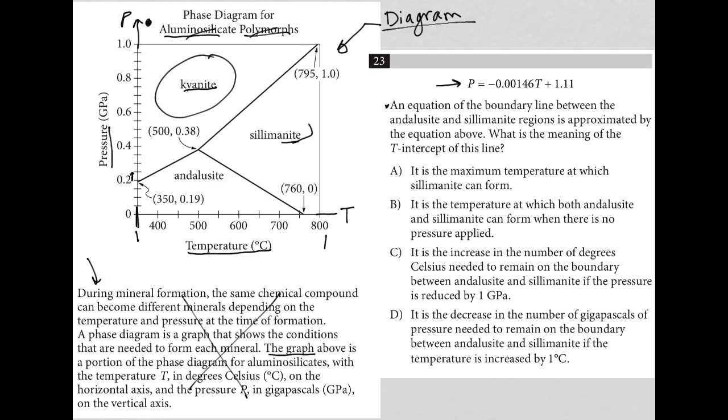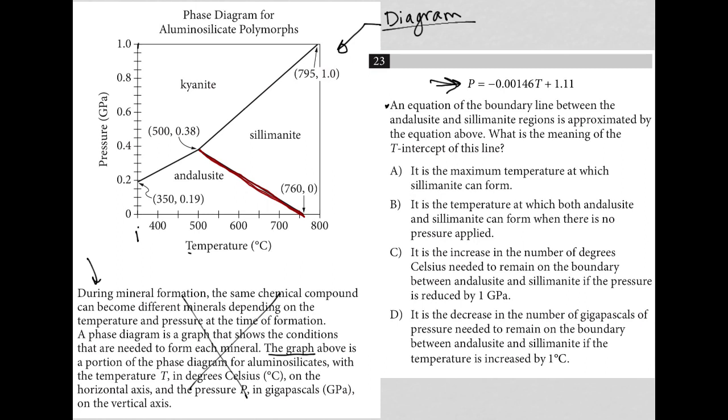Okay, so let's clean this up so we're focusing our attention on exactly what this question is asking us to pay attention to. So this equation represents this boundary line here that I'm going to highlight in red. What is the meaning of the T-intercept of this line? Well, where is the T-intercept? The T-intercept is right here, right? In fact, as pointed out, it's this ordered pair, 760, 0, where 760 is the temperature, because that's the X value, and 0 is the pressure, that's the P value, or the Y value of that ordered pair.